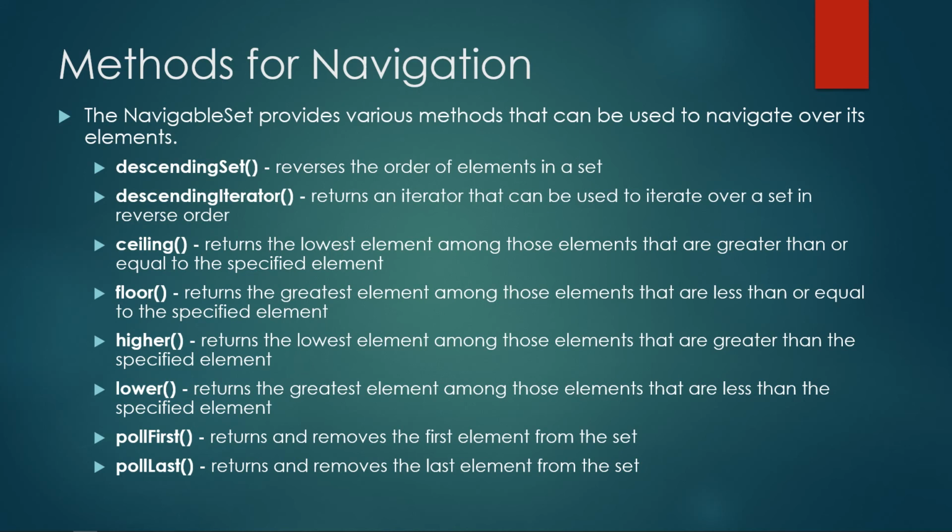Next we have the ceiling method. This returns the lowest element among those elements that are greater than or equal to a specified element. Next we have the floor method. This returns the greatest element among those elements that are less than or equal to the specified element. Next we have the higher and the lower methods. The higher method returns the lowest element among those elements that are greater than the specified element, and the lower method returns the greatest element among those elements that are less than the specified element.